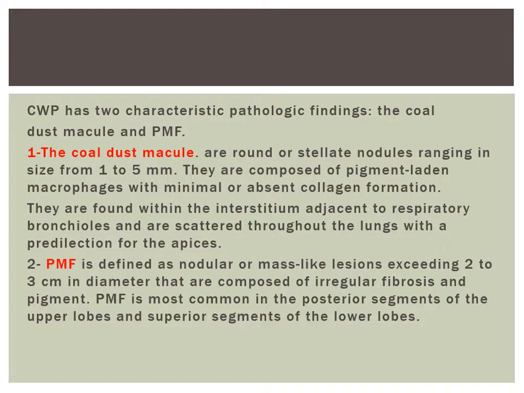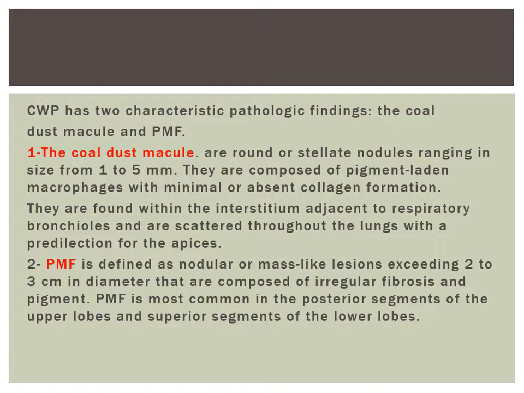It has two characteristic pathological findings: either coal dust macules, or progression to PMF. The macules are round or satellite nodules ranging in size from 1 to 5 millimeters. They are composed of pigment-laden macrophages with minimal or absent collagen formation. They are found within the interstitium adjacent to respiratory bronchioles and are scattered throughout the lung with a predilection for the apices.